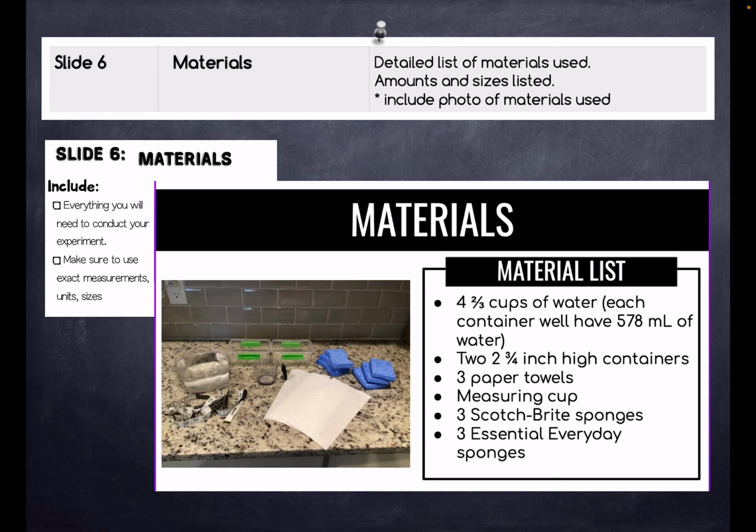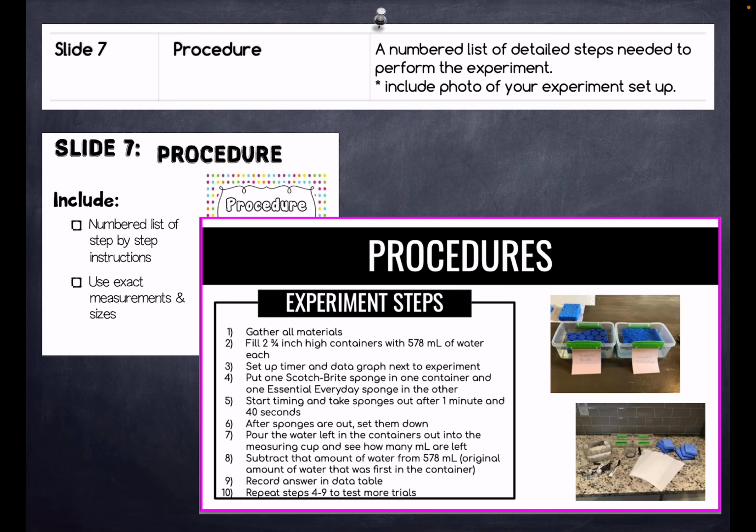Your material slide, every single thing you're using, and then you need to be, again, detailed, amounts, sizes. Your procedure, again, a numbered list, not in paragraph form, a numbered list, including a photo of your setup.